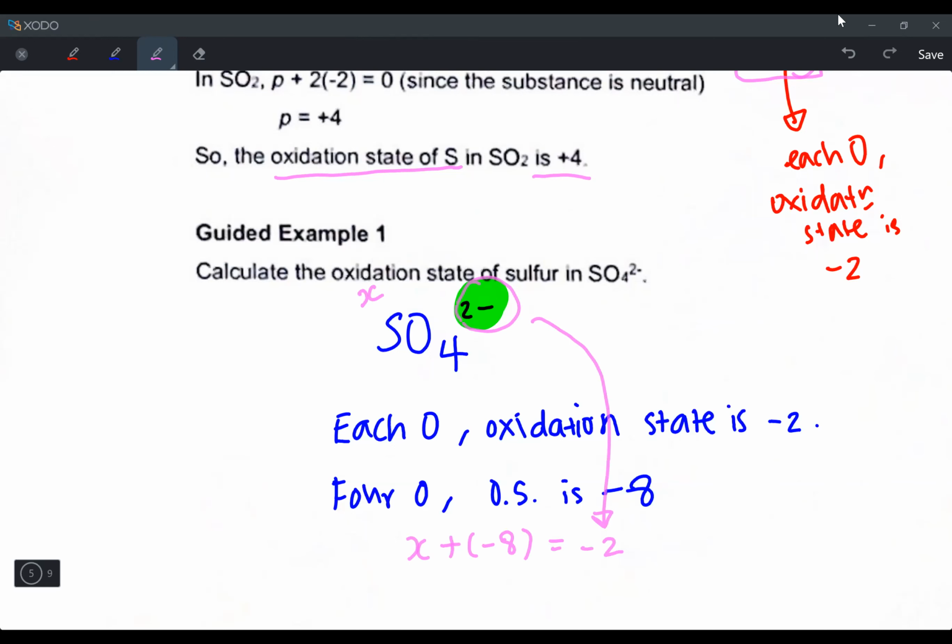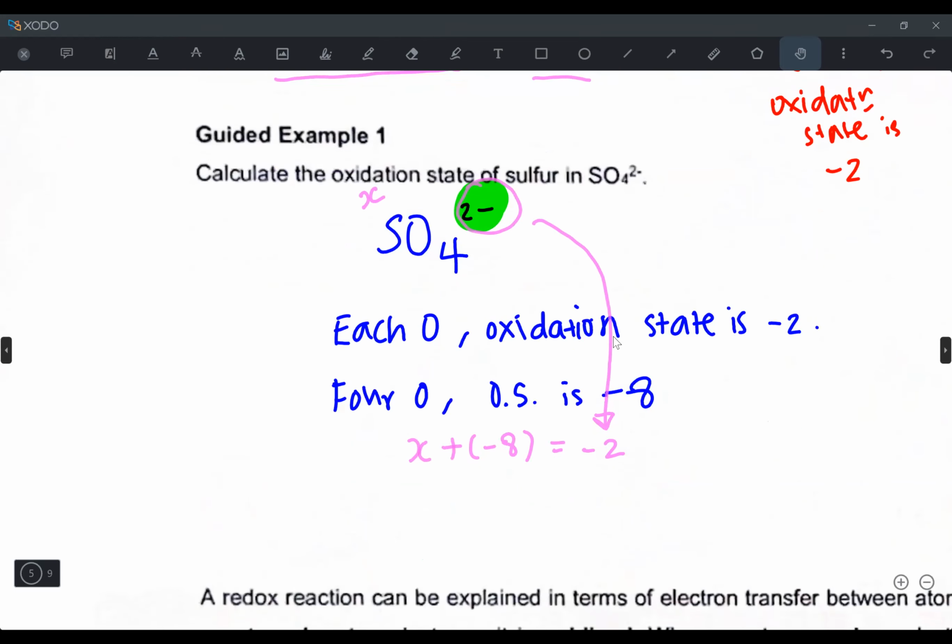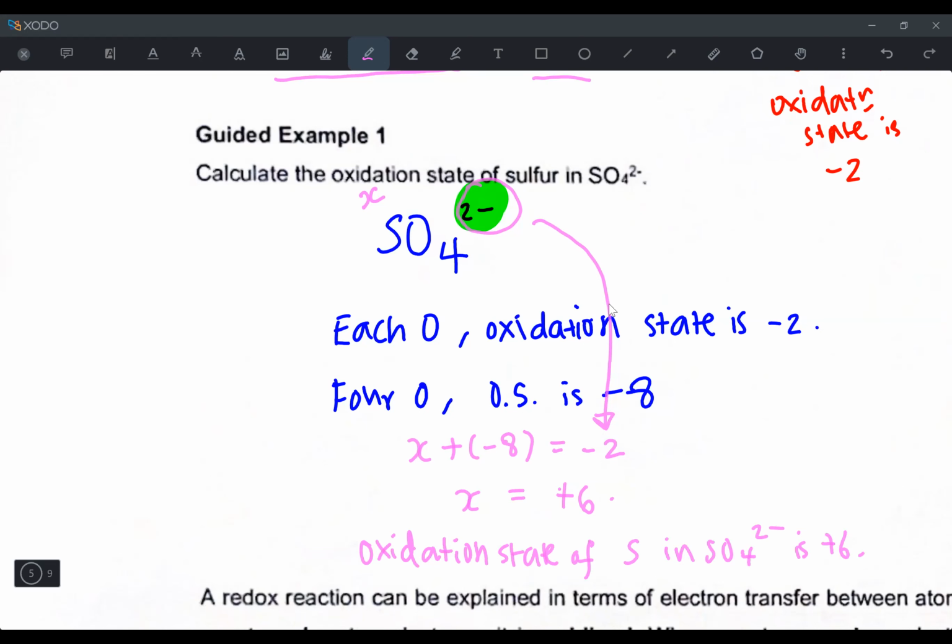Then you find what is your X. So it's like solving algebra, you bring it over. So you will get -2 plus 8, so you will get +6. That means the oxidation state of S in SO4 2- is +6.